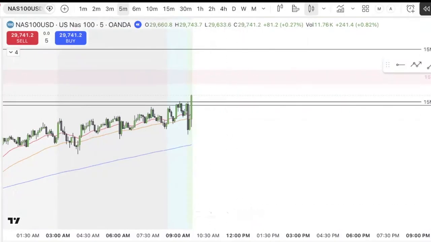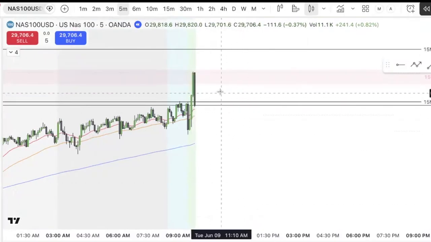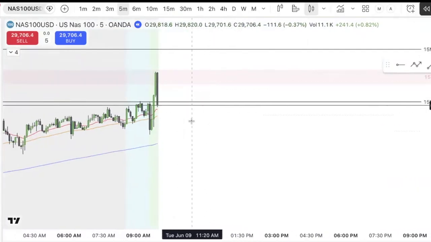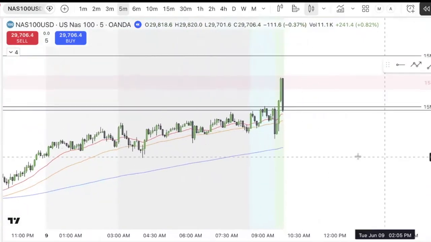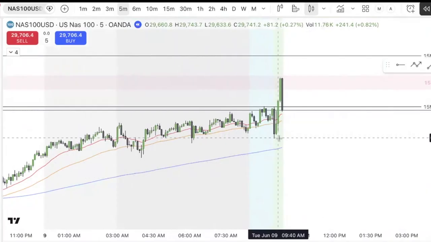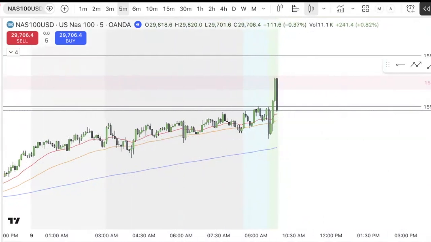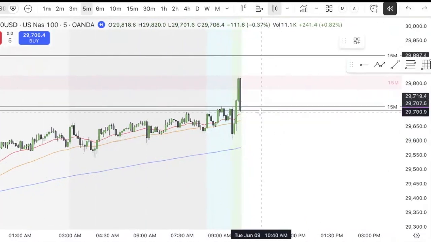Price continues up towards that supply area, and this is where we get our 3-bar reversal. The first bar occurs at 9:40, the second is 9:45, and the third confirmation bar occurs at 9:50. And so we could enter into the trade here.